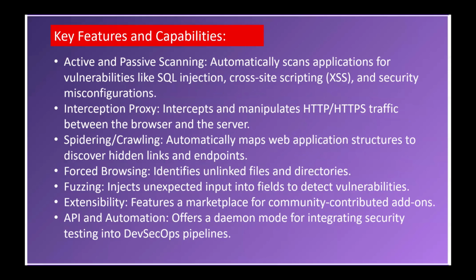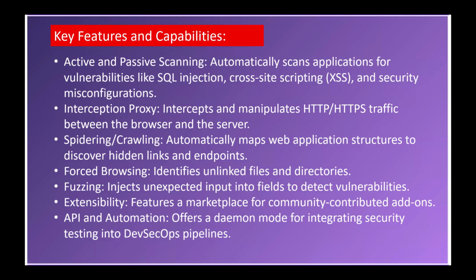The key features and capabilities of ZAP: active and passive scanning. Automatically scans applications for vulnerabilities like SQL injection, cross-site scripting, and security misconfiguration. Second one is the interception proxy. It intercepts and manipulates HTTP and HTTPS traffic between the browser and the server. The third one is spidering and crawling, just like a spider. Automatically map web application structures to discover hidden links and endpoints.